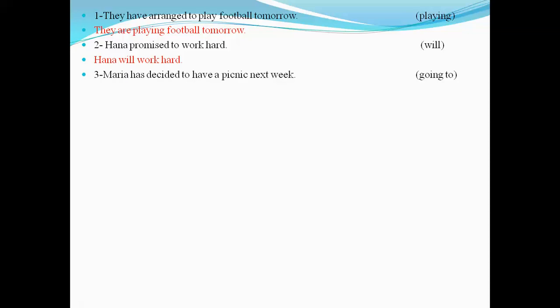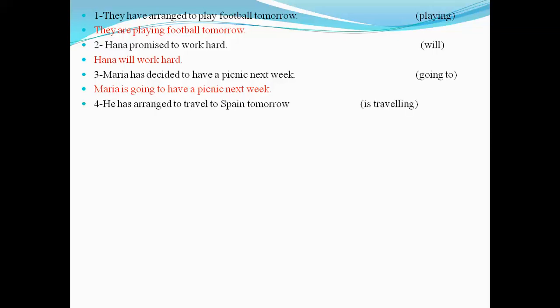3. Maria has decided to have a picnic next week. Use going to. What will we do here? You will delete has decided to, and you will say Maria is going to have a picnic next week. Number 4. He has arranged to travel to Spain tomorrow. Use is traveling. Again, what to do? Delete has arranged to. The answer? He is traveling to Spain tomorrow.